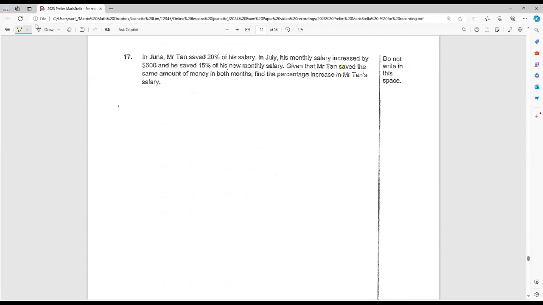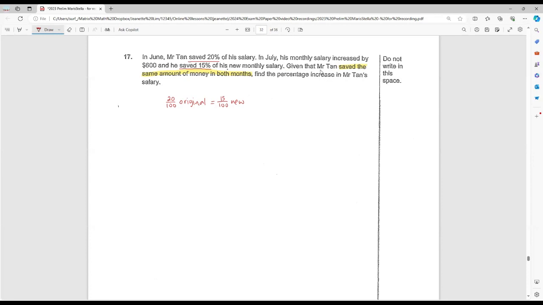Okay, so take note of this. Save the same amount in both months. So the first month, right, June, he saved 20%. In the second month, he saved 15%. So 20%, which is 20 over 100, of the original is actually the same, because that's his savings, is actually the same as 15% of the new salary. Because according to the question, what he saved in both months is the same. Okay, so that's why I can derive this equivalent proportion.